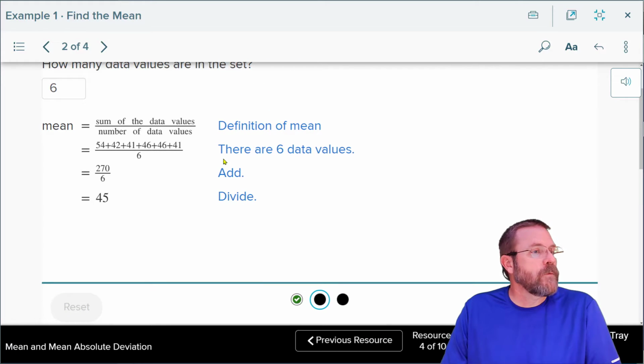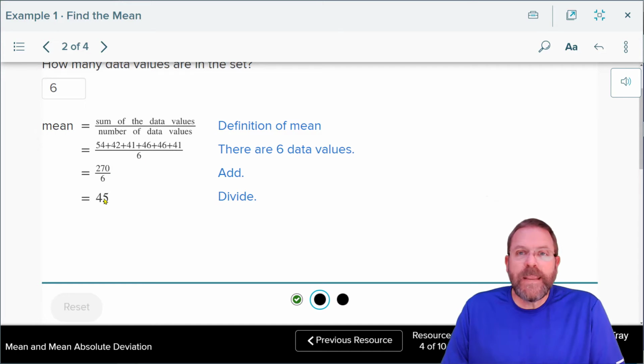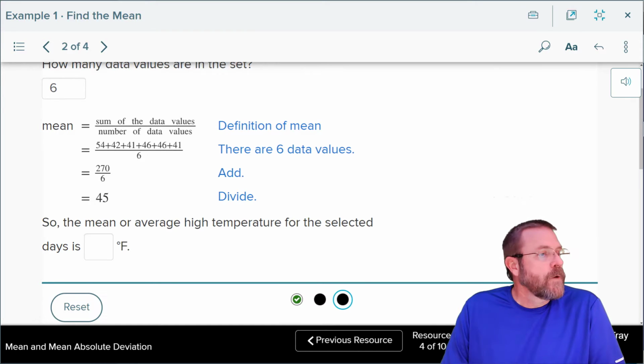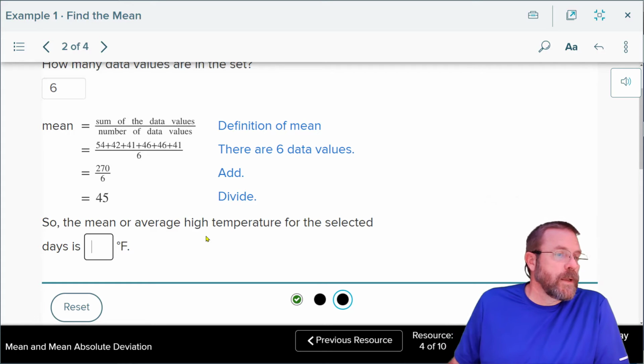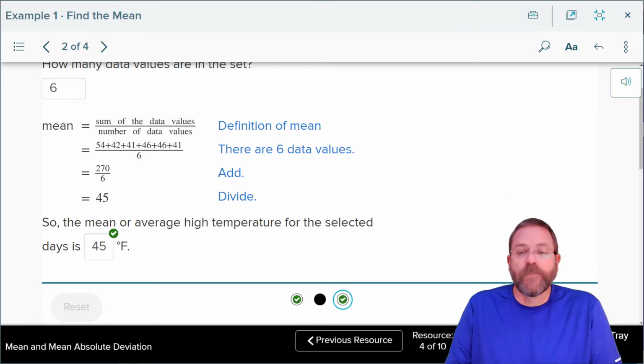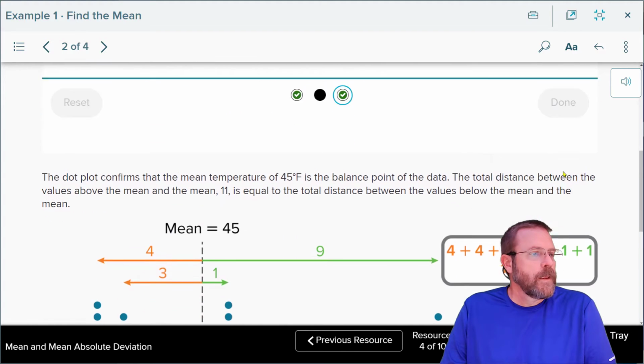Next question we have is to find the mean, which means they added up each one of those data values, divided by 6, which is the number of data values, and that gave them a mean or an average temperature of 45 degrees. From here, you can see it says the mean or average high temperature for the selected days is going to be 45. Hit check, and that part checks.